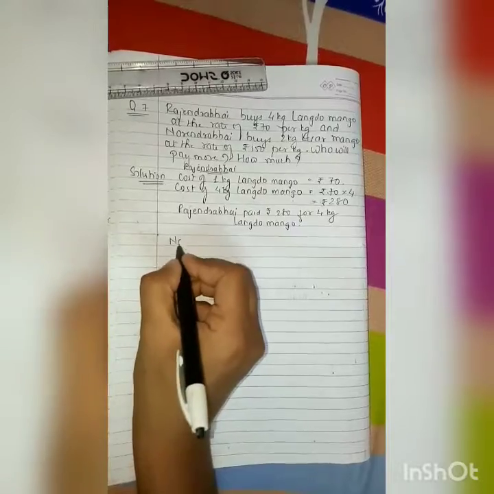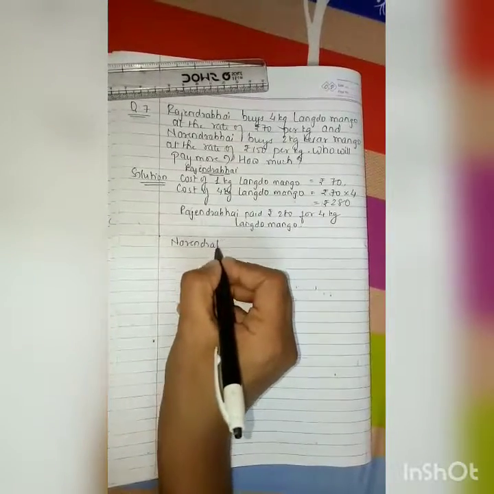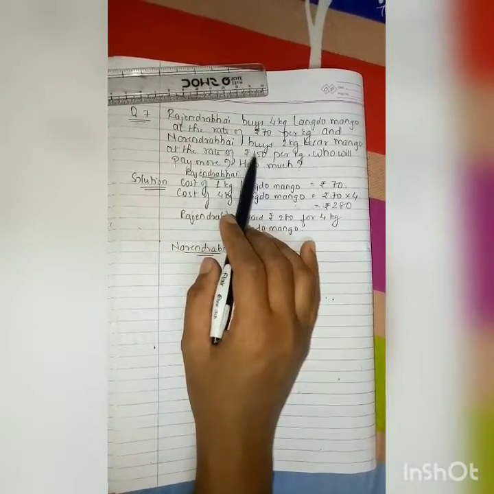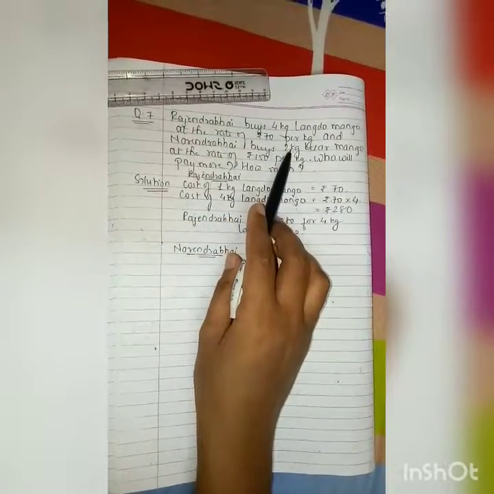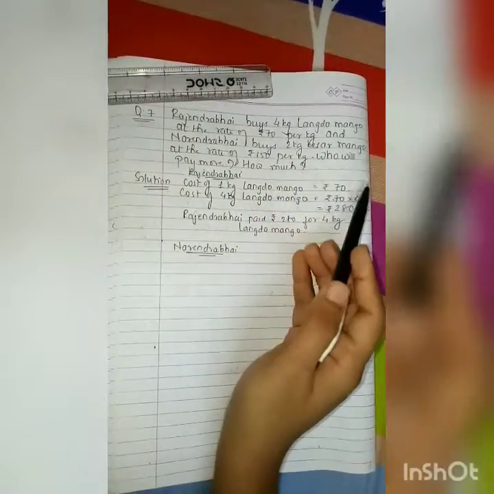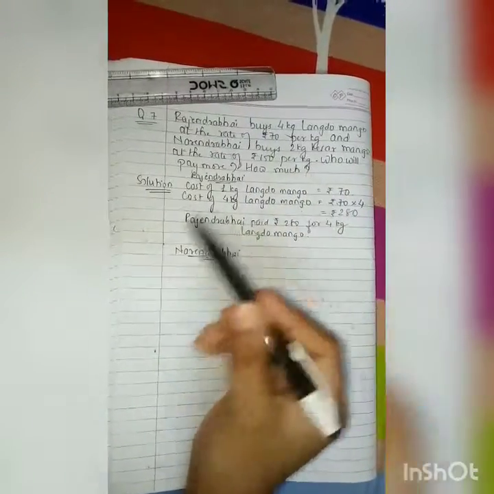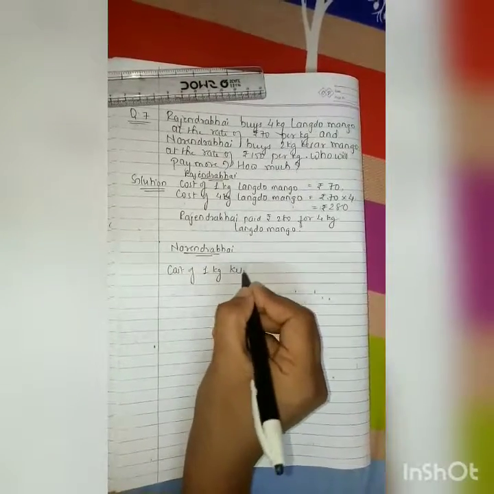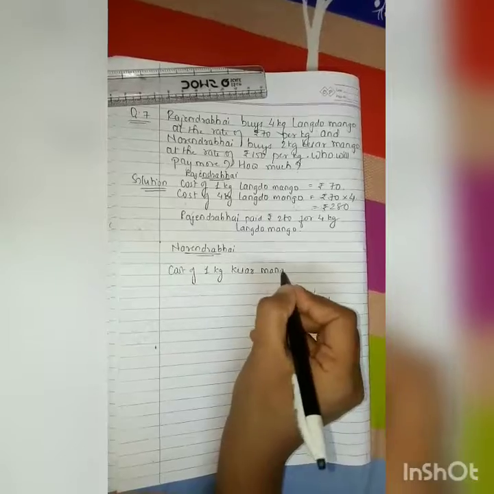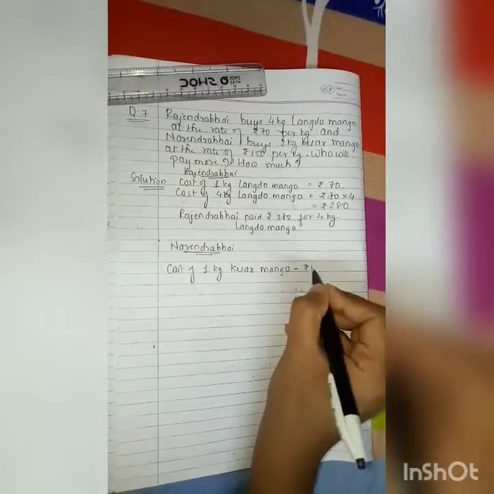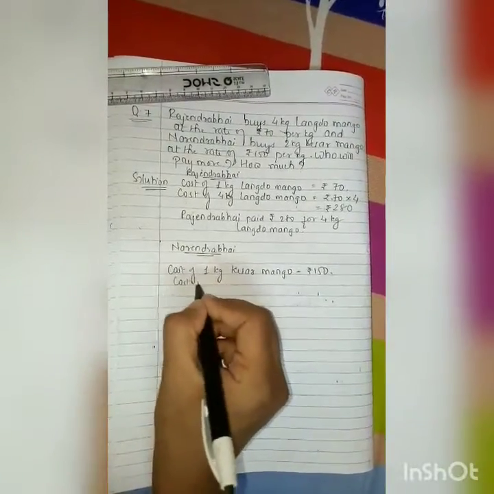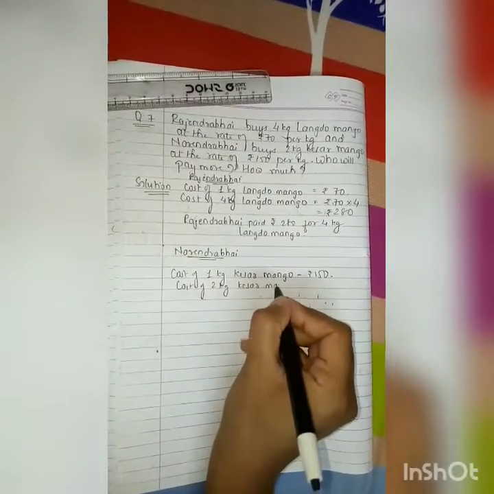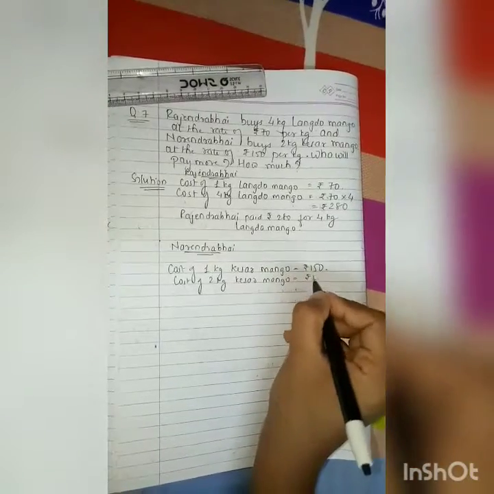Now we have to find out for Narendra Bhai. The cost of 1 kg of Kesar mango is 150, but he is buying how much? 2 kg. So what are we going to do again? We will multiply, because we have to find out for more quantity. So the cost of 1 kg Kesar mango is rupees 150. Now the cost of 2 kg Kesar mango will be how much? We will multiply 150 into 2.